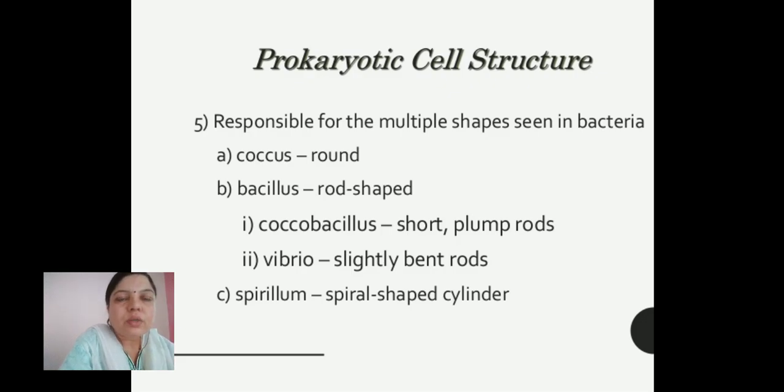This cell wall is responsible for giving multiple shapes to the bacterial cell. The four basic shapes are coccus, that is round shaped bacteria, then bacillus, that is rod shaped bacteria. Vibrio is also one of the very important shapes. It is rod shaped but slightly bent rods are known as vibrio. Spirillum is a spiral shaped bacteria. So the shape of any bacterial cell is because of the cell wall.